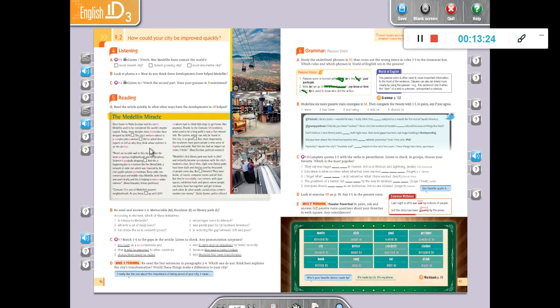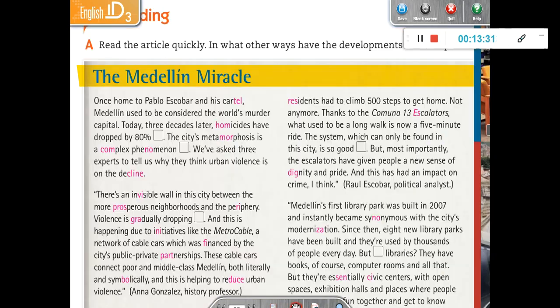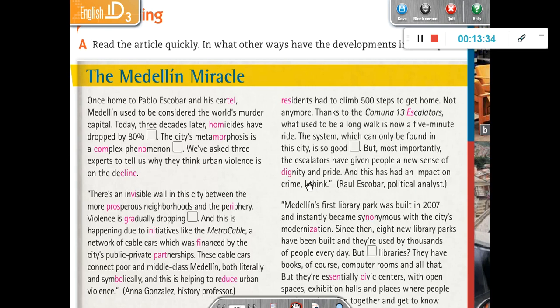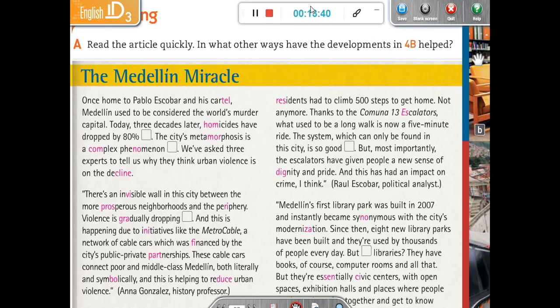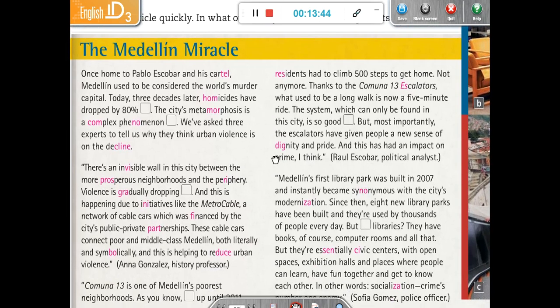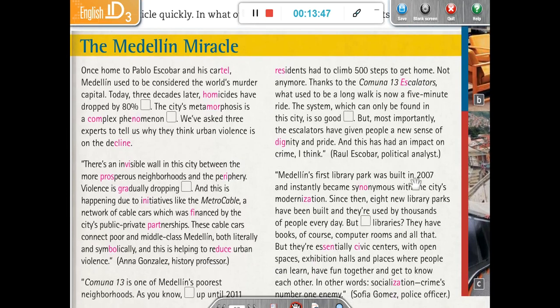Now, with that information, you can do this reading. Yes? And it says here, read the article. In what other ways have the developments in Medellin, or in 4B, helped? Okay, I'm going to put it here so you can click stop and think about it.